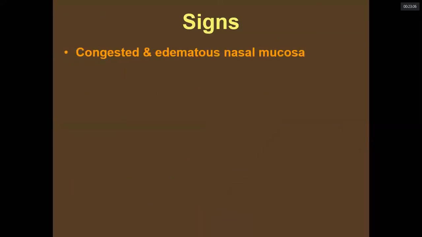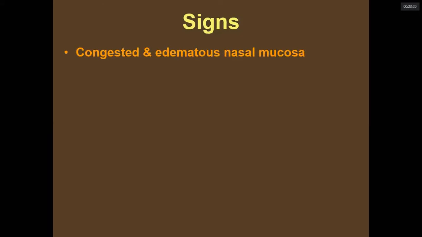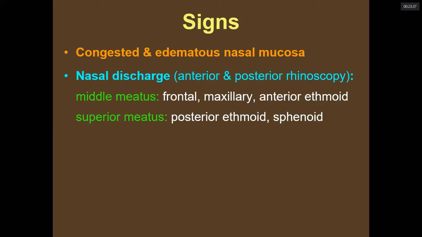Now, what are the signs? This is what the patient tells you, and signs mean what you see. So the last slide was symptoms, what the patient told you, and this is what you find out. When you do the vestibular examination or the endoscopy with Killian's speculum or a Vienna nasal speculum or Thudicum, you use Killian's speculum in the operation theater, not in the OPD. What you find are congested and edematous nasal mucosa, and there can be nasal discharge, which can be seen on anterior and posterior rhinoscopy. If the discharge is around the middle meatus, it is frontal, maxillary, and anterior ethmoidal, because the anterior group of paranasal sinuses drain around this area, and if it is the superior meatus, it is mostly from the posterior group.